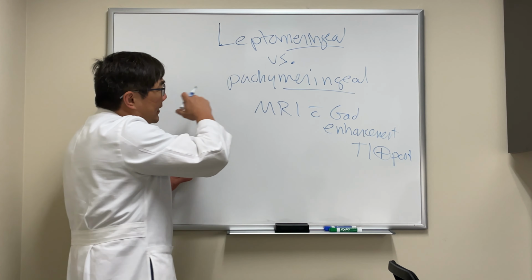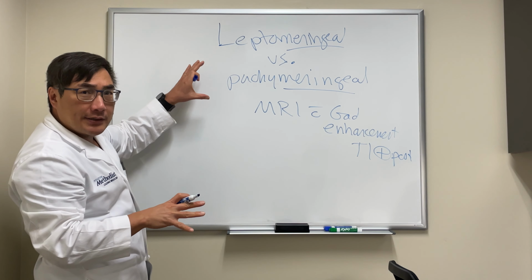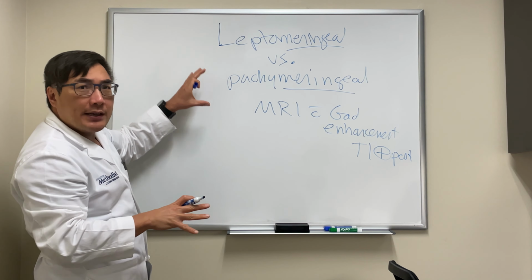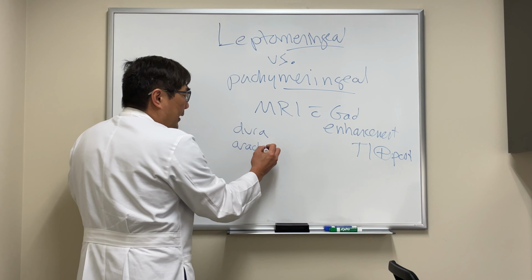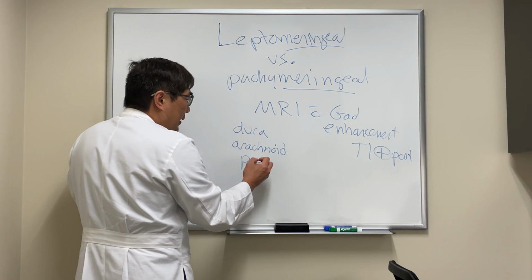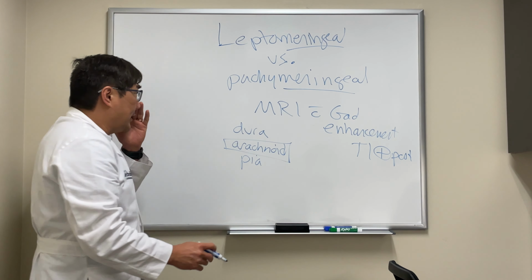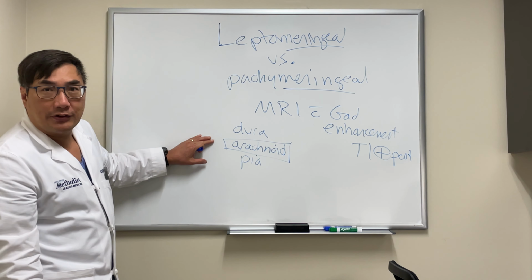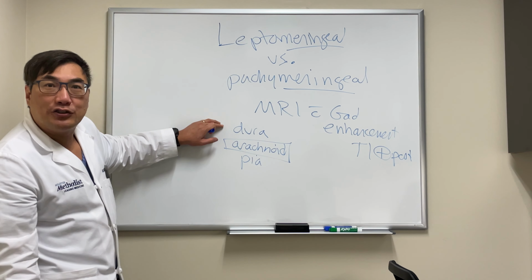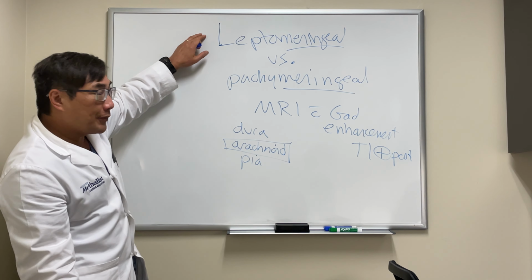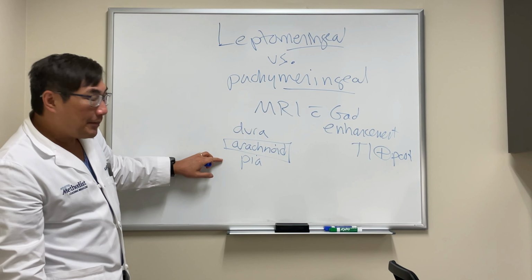And the difference is, even though they're both meninges, the meninges actually has three pieces. It has a dura mater, the arachnoid, and the pia. Both leptomeningeal and pachymeningeal involve the arachnoid, but pachymeningeal is a dural enhancement, and leptomeningeal is a pial enhancement. So one is arachnopial, and one is dura-arachnoid, which is pachy.